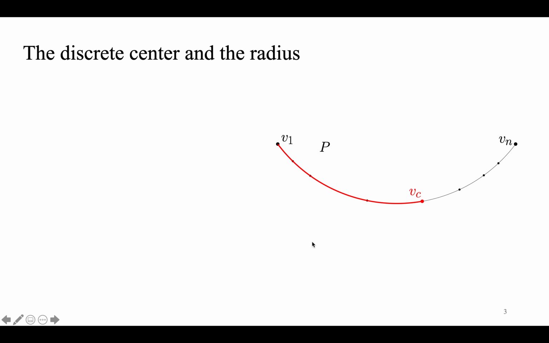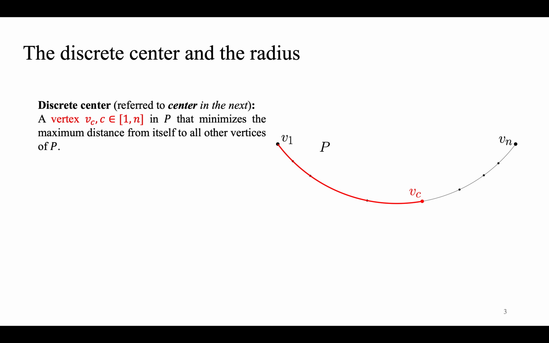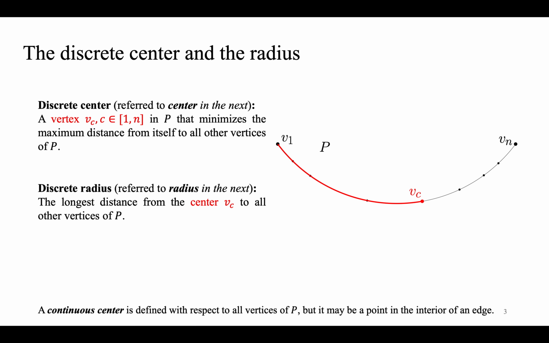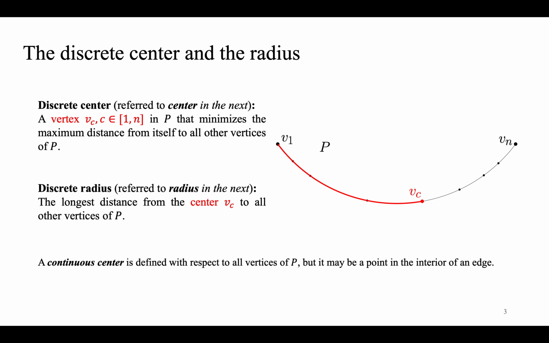We could define discrete center and radius for a given graph. For example, a discrete center for a path is a vertex Vc, where c ranges from 1 to n, and minimizes the maximum distance from itself to all other vertices. And the discrete radius is the longest distance from the center Vc to all other vertices. And a continuous center is defined with respect to all points of the path, but it may be a point in the interior of an edge.